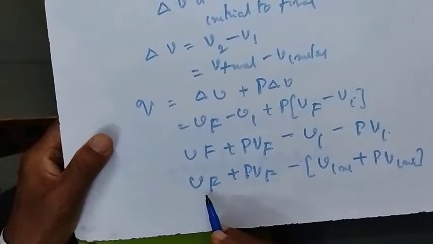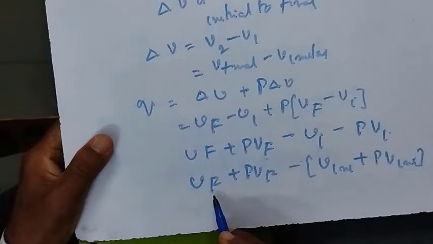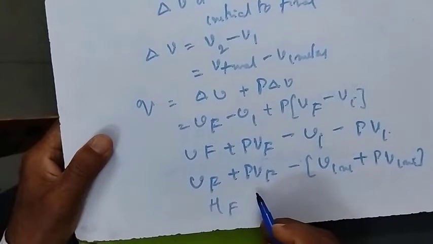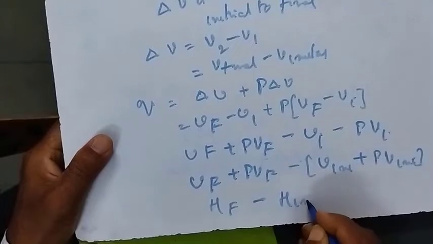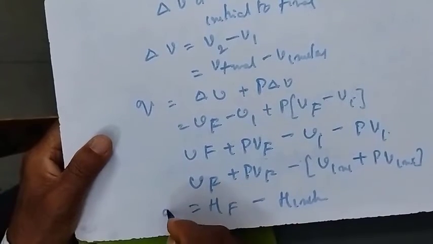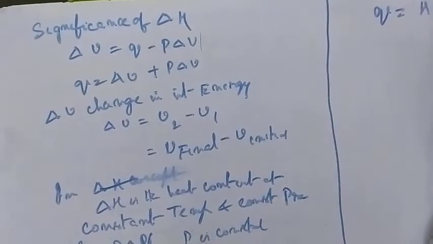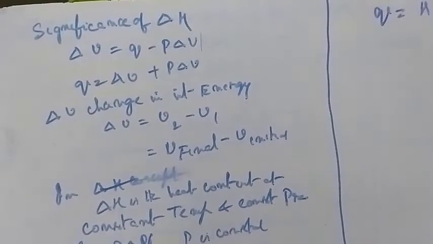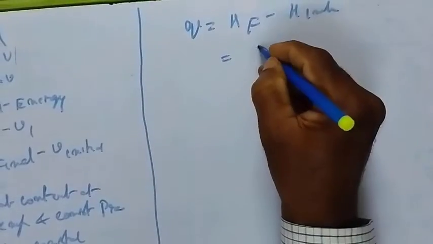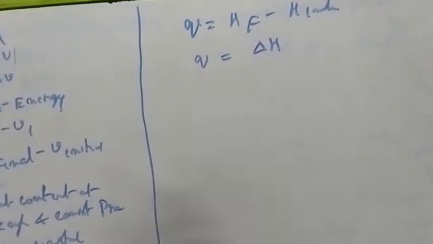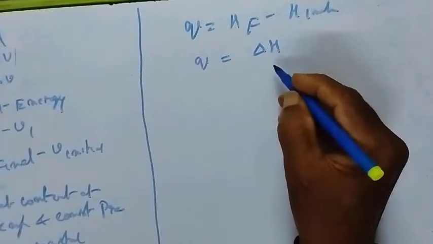Delta H is nothing but internal energy plus PV work. So U final plus P V final is nothing but H final, minus H initial. This is nothing but Q. Therefore Q equals H final minus H initial, which means this is delta H. So this delta H is obtained at constant pressure.